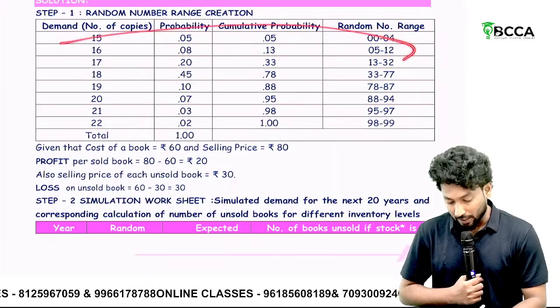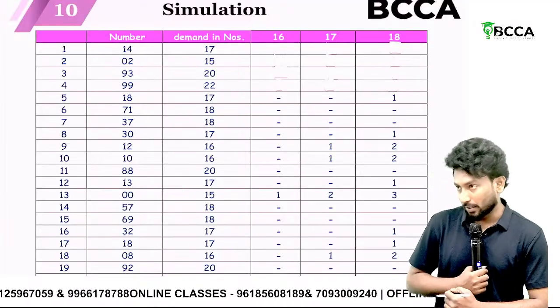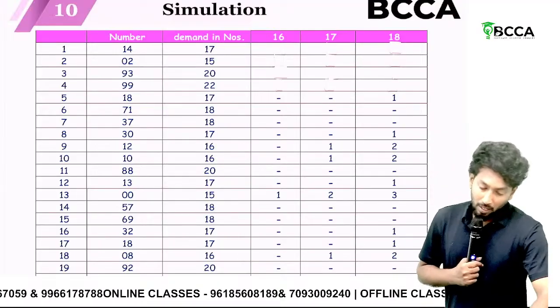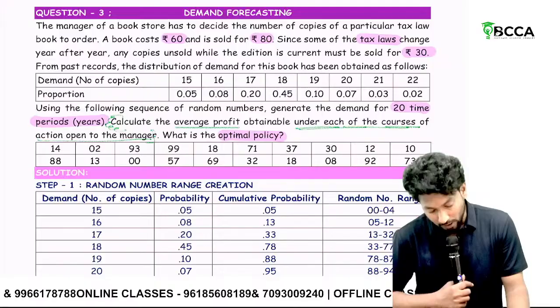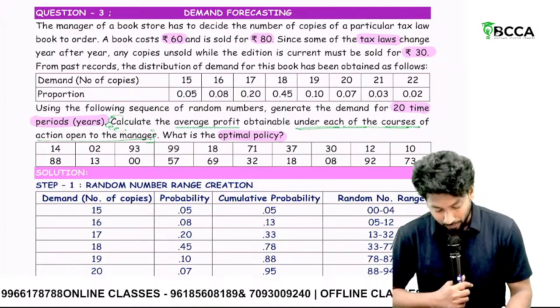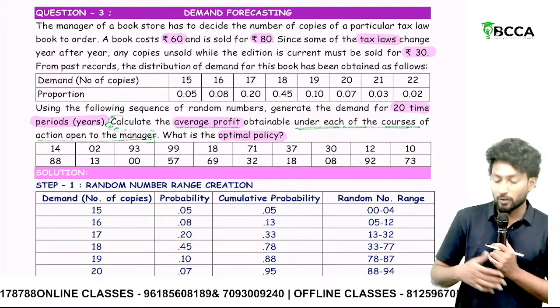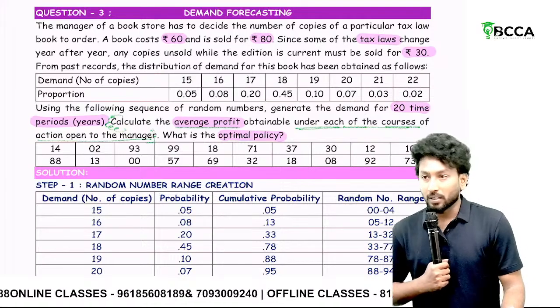Identify the respective demand value and write the demands. You will get the expected demand. That's it, the common part for every question. But the special point in this problem is that they're asking for average profit. How can we get average profit? How can we calculate the profit here? Profit is sales minus cost.